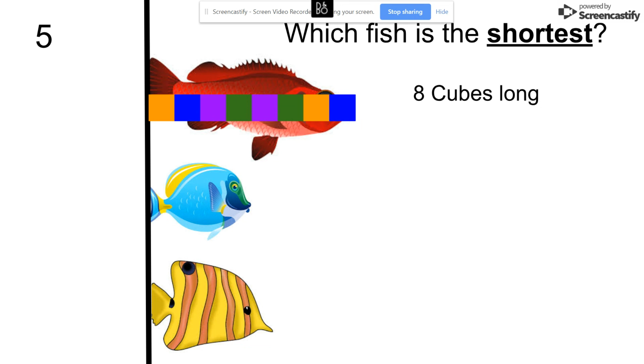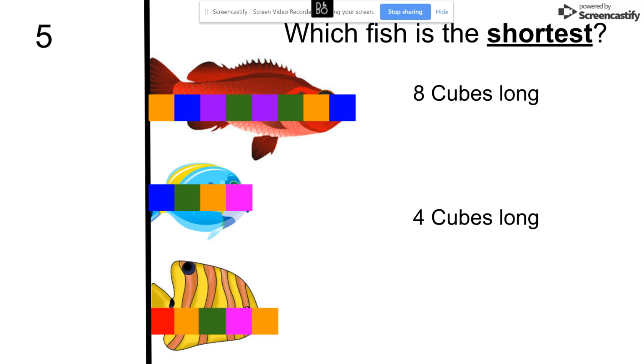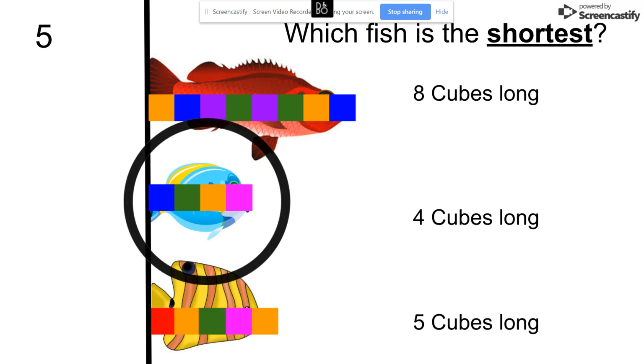The red fish is 8 cubes long. The blue fish is 4 cubes long. Great job! If you said the blue fish, you were correct. 4 is smaller than 8 and 5. The blue fish is the shortest.